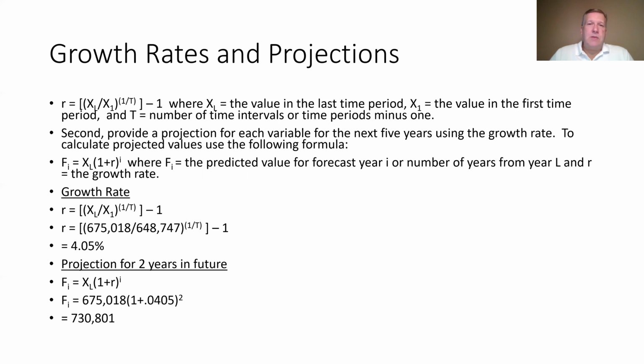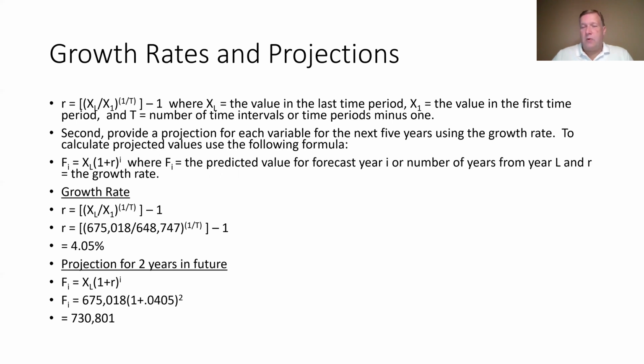What I have on the screen for you are two very simple calculations: how you calculate a growth rate, and then how you use that growth rate to calculate a projection, either of future revenue or of future expenditures. The formula for growth rates is on the screen. R is the rate, so R equals XL divided by X1. XL is the value at the last time period. X1 is the value at the first time period.